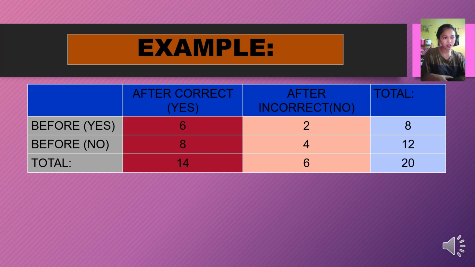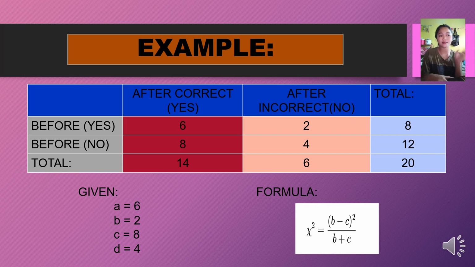So this is the contingency table. We have here the before, right? Our statement earlier is correct if yes and incorrect if no. So here we can use pass or fail, because the statement we use here is yes or no: yes to the new method or no to the new method, yes to the old method or no to the old method. This is the number of students.